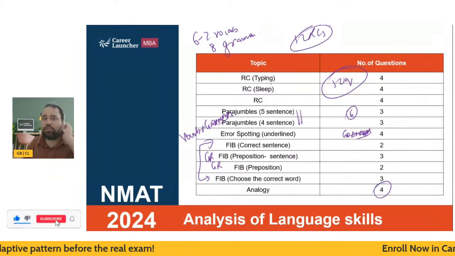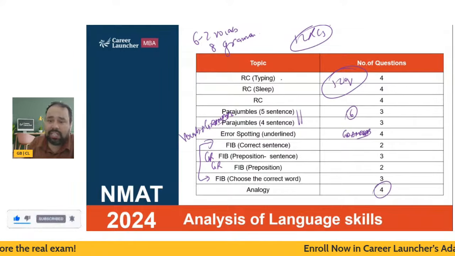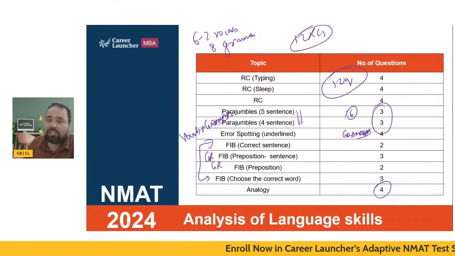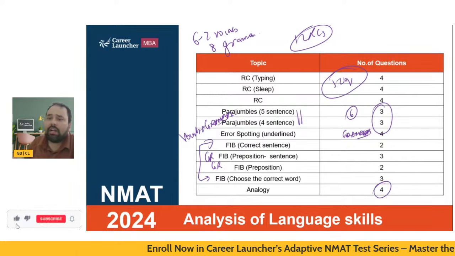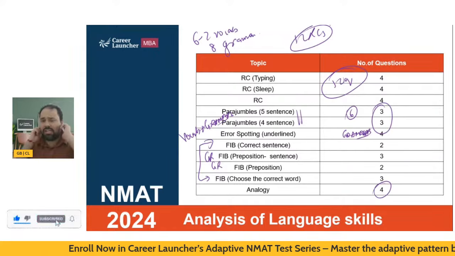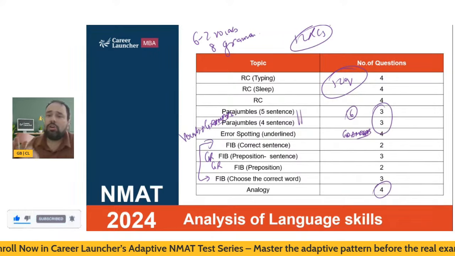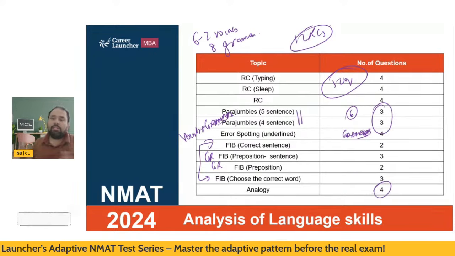So if you add these, you are already talking about 26, 27 questions. 6 question parajumble add kar lo, you are suddenly looking at about your 33, 34 questions. 36 aate hai, 1 or 2 more questions here or there. That is generally how the paper is broken up.